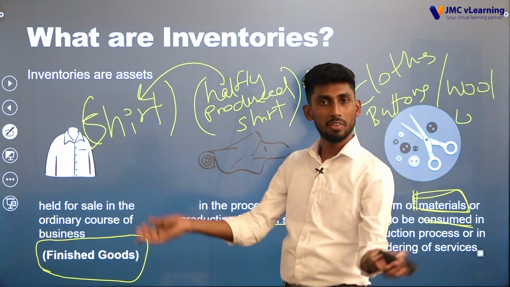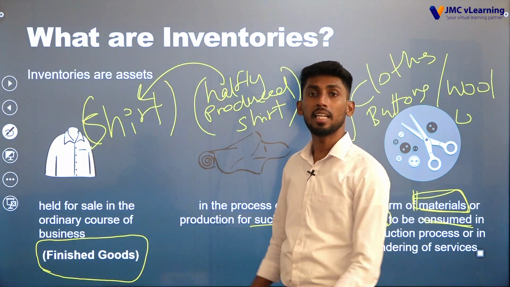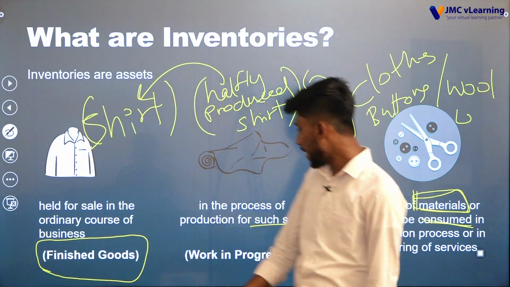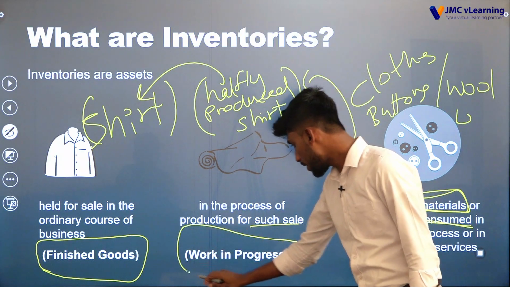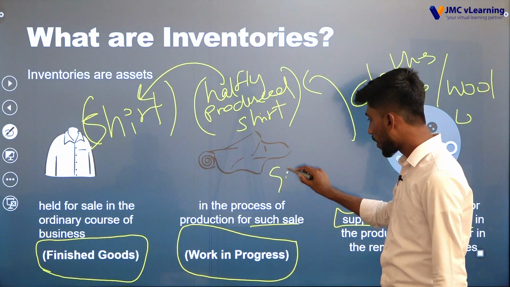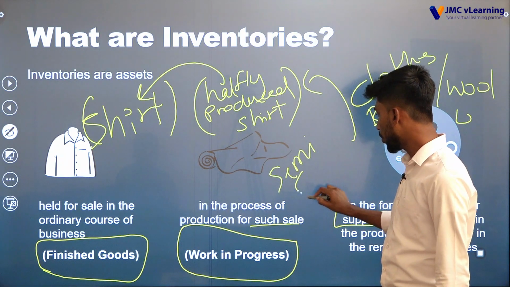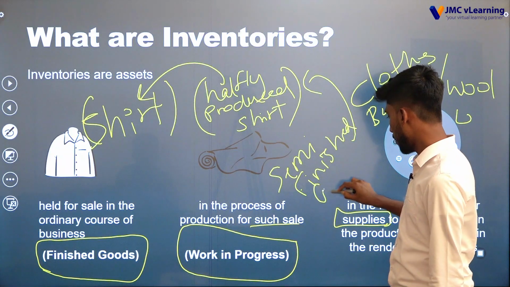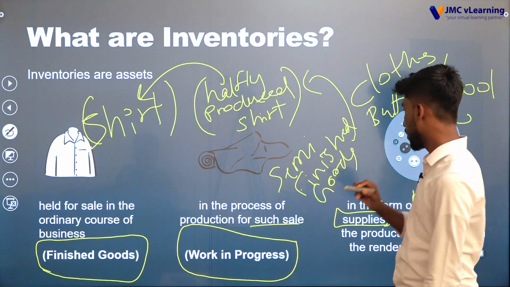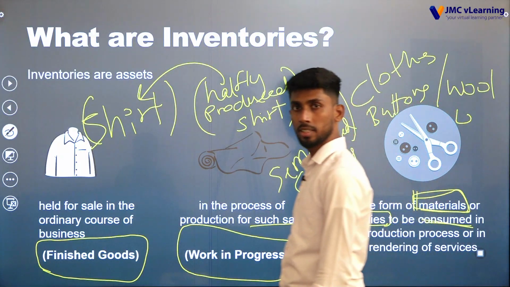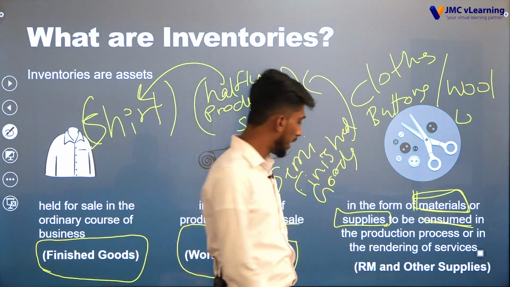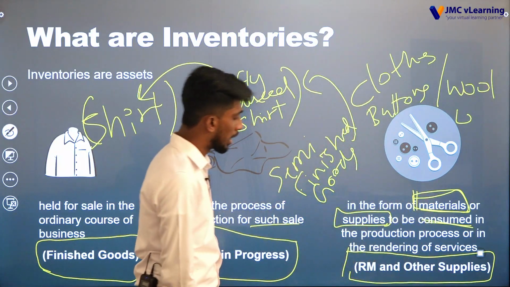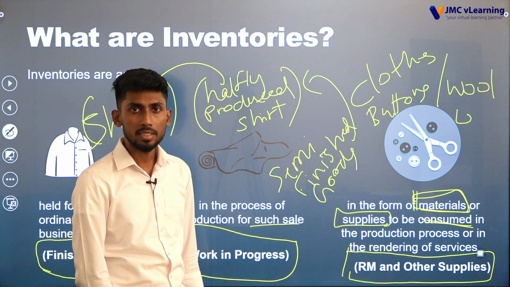Why? All the works are done now. We can sell that. We have the ability to sell. And then here, work in progress or semi-finished goods. Take down semi-finished goods, half produced goods. And those are raw materials. Here, RM is raw materials and other supplies.